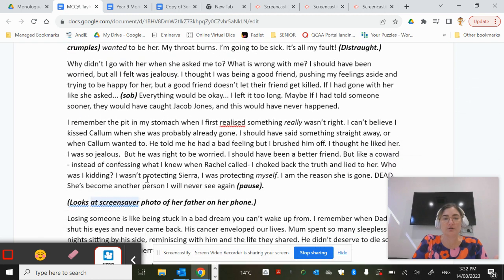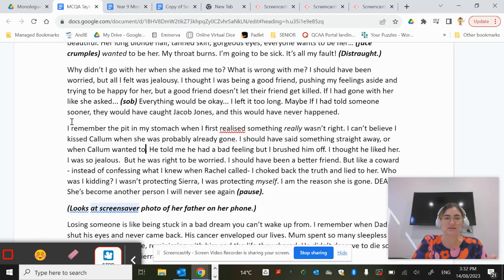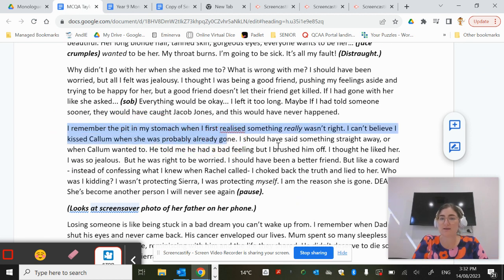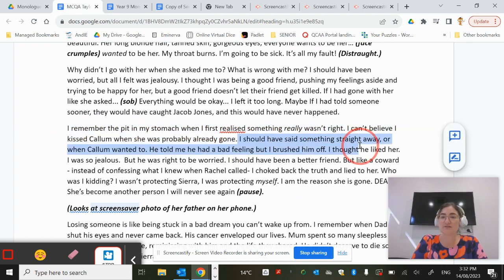I remember the pit in my stomach when I first realized something really wasn't right. I can't believe I kissed Callum when she was probably already gone. I should have said something straight away, or when Callum wanted to. He told me he had a bad feeling, but I brushed him off. I thought he liked her.